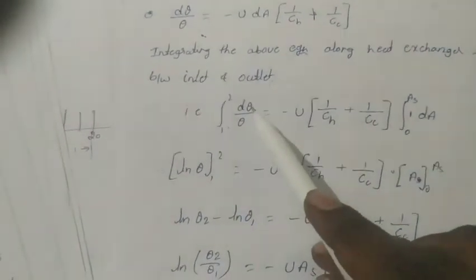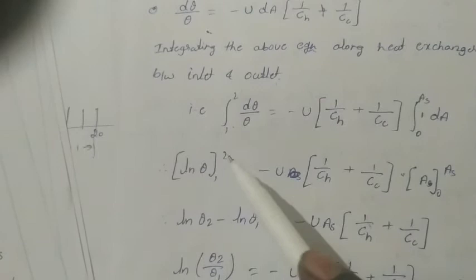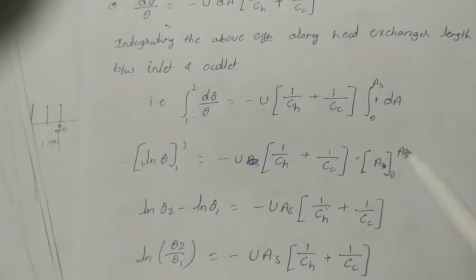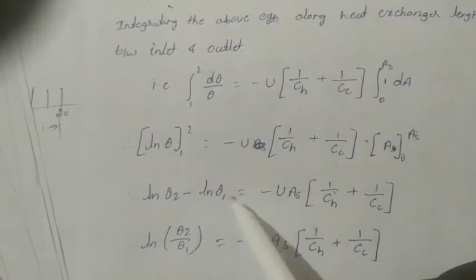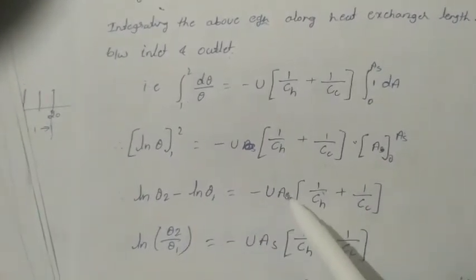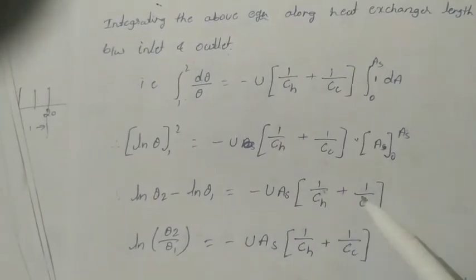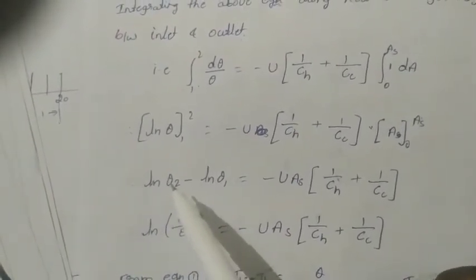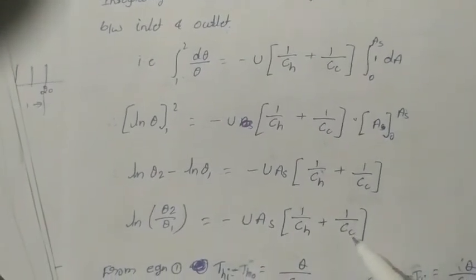Integrating 1 by x into dx, we call it ln x. So ln theta from 1 to 2 is equal to minus U into 1 by Ch plus 1 by Cc into 1 into the integral of dA from 0 to AS. Applying the upper limit minus lower limit, ln theta 2 minus ln theta 1 is equal to minus U AS, upper limit minus 0, into 1 by Ch plus 1 by Cc. At the same time, this is in the form of log m minus log n, so this is log m by n. So ln of theta 2 by theta 1 is equal to minus U AS into 1 by Ch plus 1 by Cc. Keep it as it is.